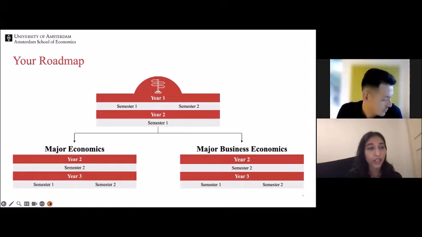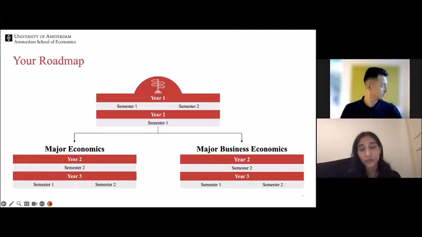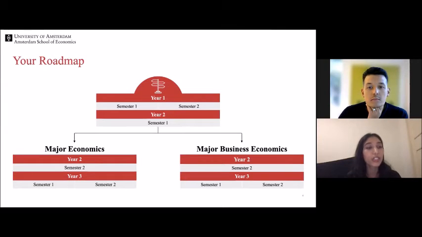So the bachelor's program has one foundational part. It's called the core part, and this provides the foundational knowledge in both fields of economics and business economics. Furthermore, along the line, you'll also be training your analytical skills and statistical skills, right? That's very important for a study in economics and business economics. And what you'll be seeing is in year 2, at the end of semester 2, you will be choosing a major between economics and business economics.